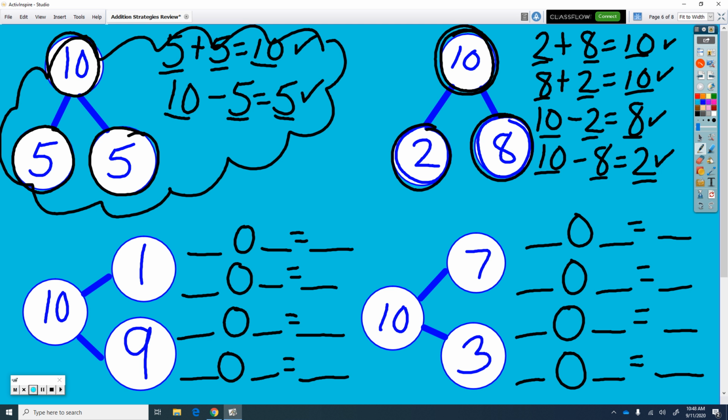Okay, let's see if you found them. I'm going to change my marker color. When I get the fact that you thought of, or the equation that I thought of, you can stand up and jump. We'll get up and move around a little bit. All right, so did you think of this one? Good, stand up and jump.